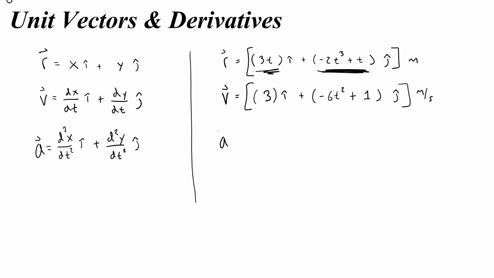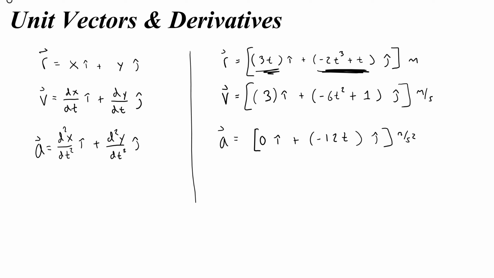So for us, if we wanted to find the acceleration vector, we would take the derivative of the x and the y. The derivative of 3 is just a constant, so that's 0. So I could write 0i. And then this would give me plus, let's see, negative 12t, and then the 1 would go away, j. Okay, so 0i plus negative 12t j meters per second squared.